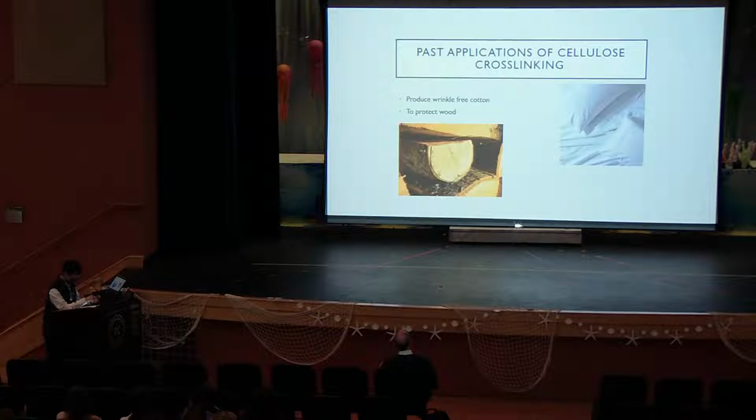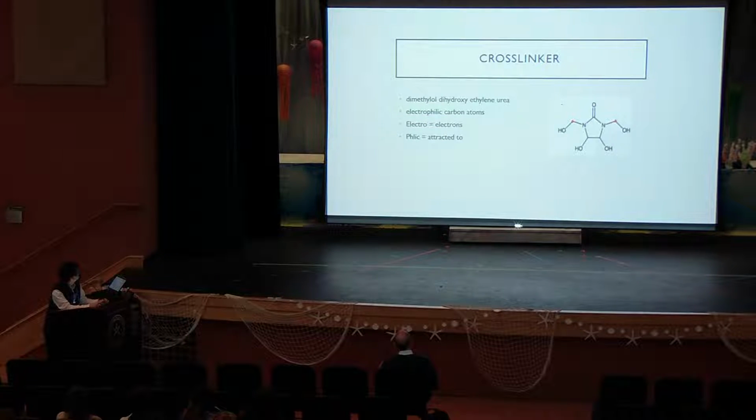Compared to classes 3 and 4 for the untreated jaw, there are significant improvements. Next, we are going to look into the primary focused cross-linker of this project. It's called DMDHEU, or dimethylol dihydroxyethylene urea. This molecule consists of a 5-member ring.